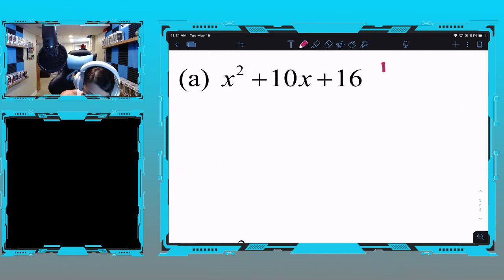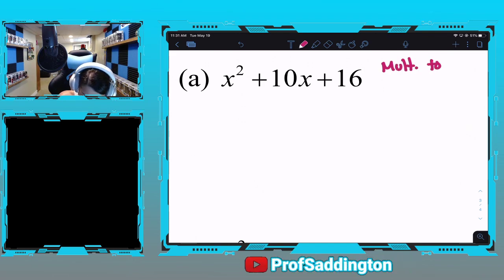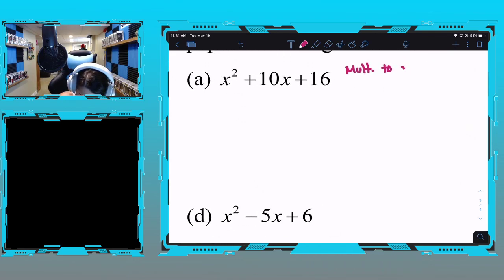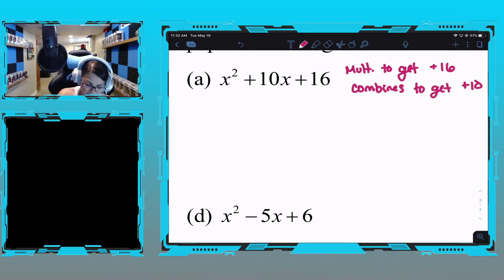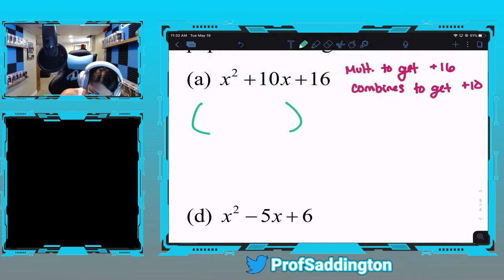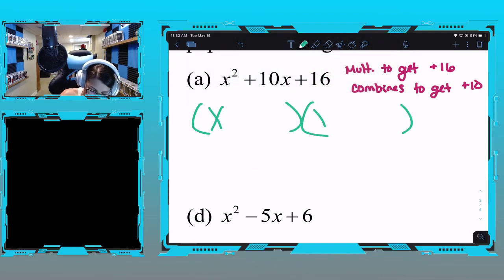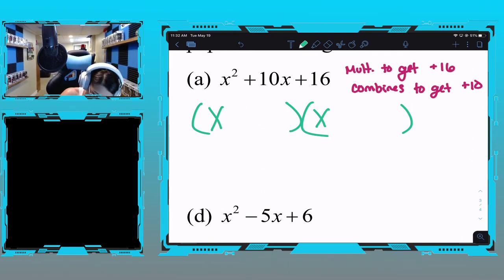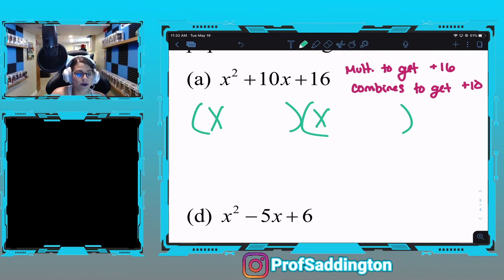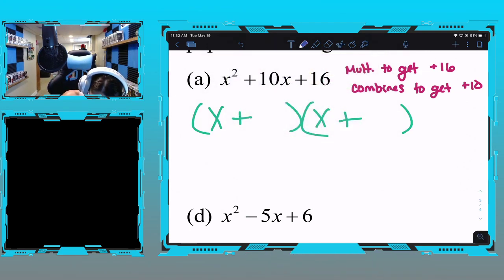All right, so what multiplies to get positive 16 and combines to get positive 10? So I'm going to drop down my double bubbles. I'm going to drop in my x's. And now I've got to think, if everything's positive here, that means my signs in my parentheses are also going to be positives. There we go.